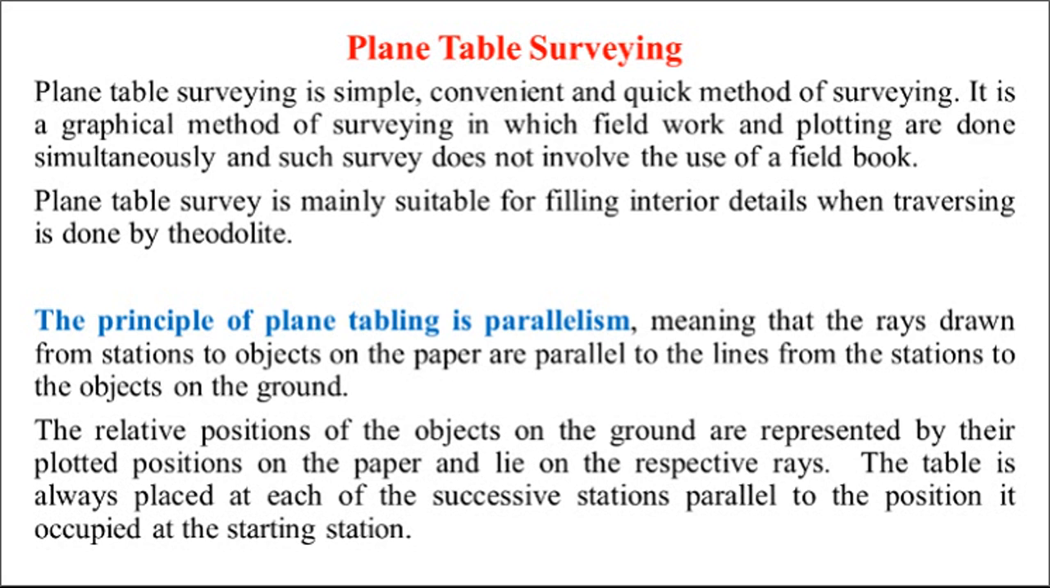The relative positions of the objects or points on the ground are represented by their plotted positions on the paper, and they lie on the respective rays. The plane table is always placed at each of the successive station parallel to the position it occupied at the starting station.